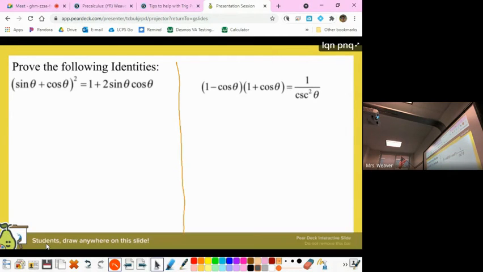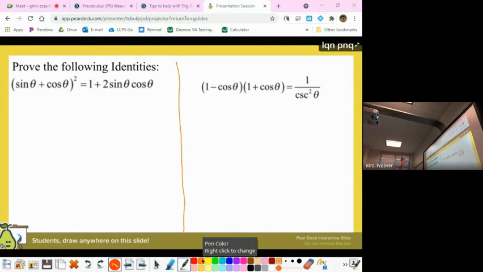Okay, now let's try this. Now we have something different for you. Sine theta plus cosine theta quantity squared. Okay, we're squaring a binomial there. A binomial is two terms, and we're squaring a binomial. Now, how many of you can square that in your head? Can you make your Algebra 2 teachers proud? Can you do it in your head?